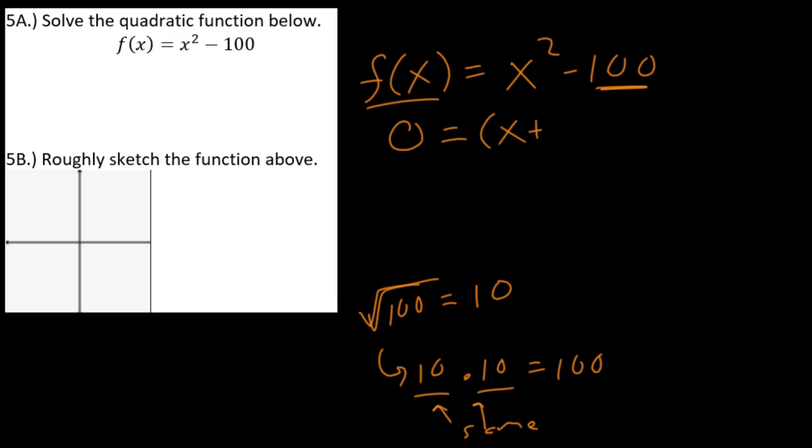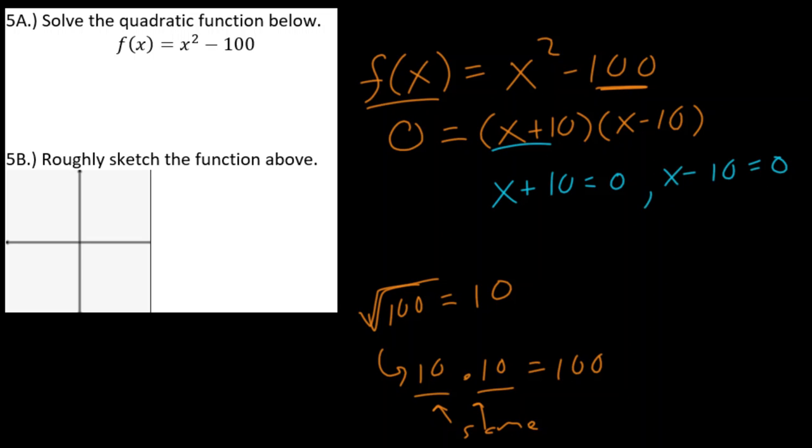Now I have x plus 10 and x minus 10. Okay, and let's do our thing. We'll set the expressions here, x plus 10 equal to 0, and x minus 10 equal to 0. And in both cases, we solve for x. So minus 10, and x equals negative 10, and plus 10, and plus 10, and x equals 10.